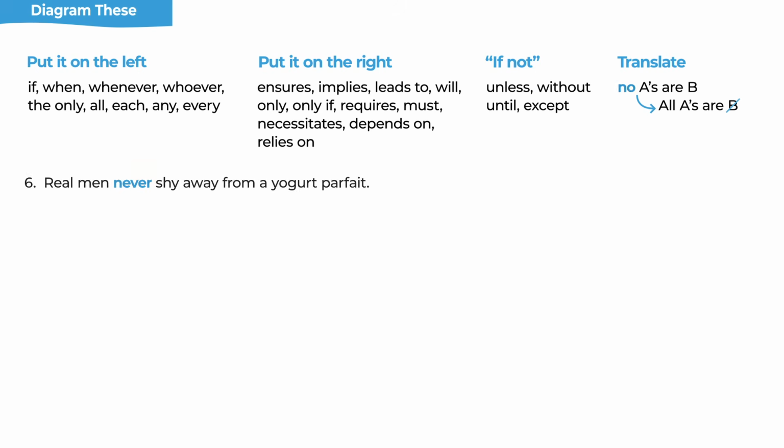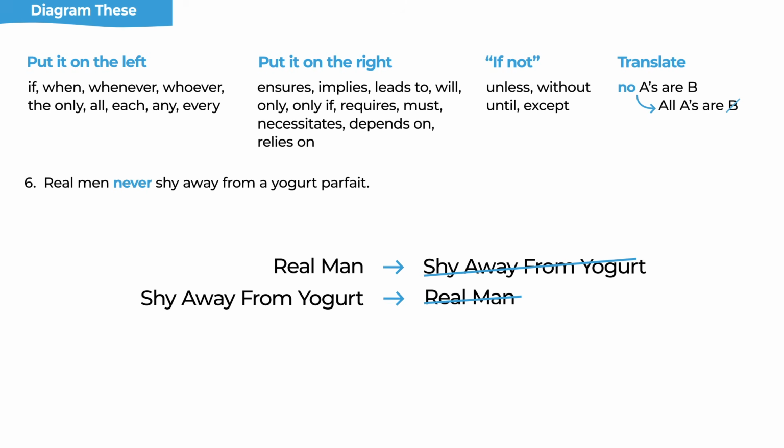Number 6 has a keyword up here that I didn't include. That's part of what conditional logic is all about. Sometimes the LSAT surprises you with a word you haven't memorized, and you need to think about, okay, how does this work? We're making a universal about real men, so we can put real men as a trigger. We're saying never, which is sort of like a no negative translation. If you're a real man, then you're not shying away from a yogurt parfait. Whereas if you do shy away from a yogurt parfait, you're not a real man.